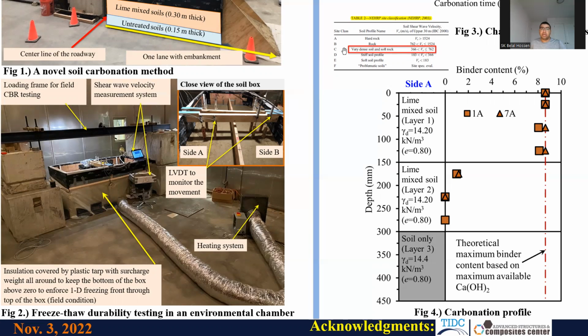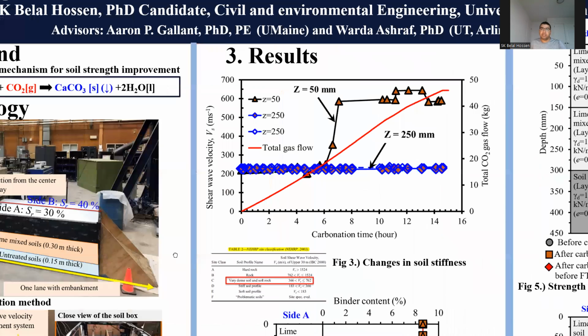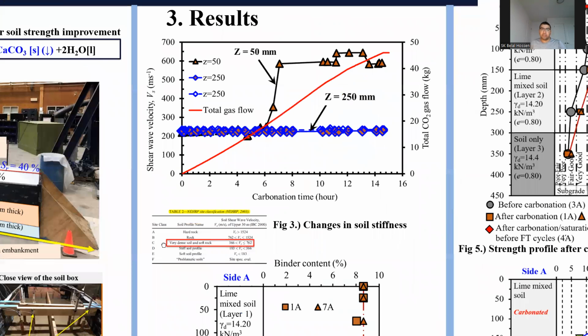So for interest of time today, I will be presenting very limited results to convey the key findings of this larger scale experiment. So let's dig into the results part. This figure shows the changes of shear wave velocity with carbonation time. Also, the secondary vertical axis is showing the total amount of gas that was introduced into the box during carbonation. The solid line with triangle is showing change of shear wave velocity at z equal to 50 millimeter, and the blue solid and dashed line is showing the changes in velocity at z equal to 250 millimeter from the top.